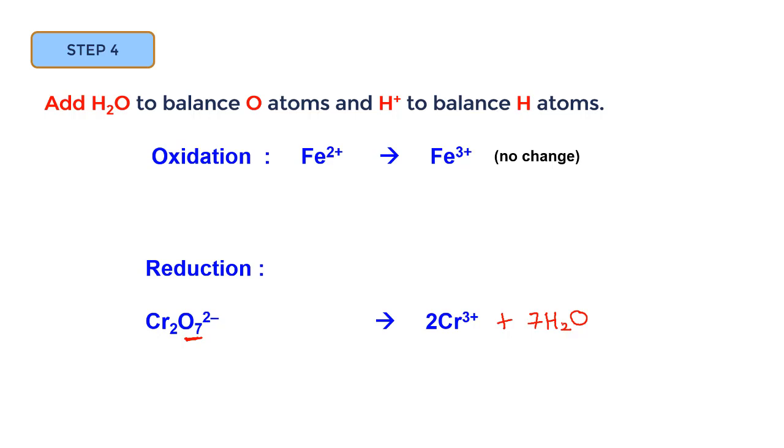But there is one problem here. Since I add 7 mole of water molecule at the right side, so there are 14 hydrogen atoms at the right side. But at the left side, there is no hydrogen atoms. So in order to balance the hydrogen atom, I need to add hydrogen ion, H+. So I need to add 14 H+ at the left side. Okay, continue with the next step.